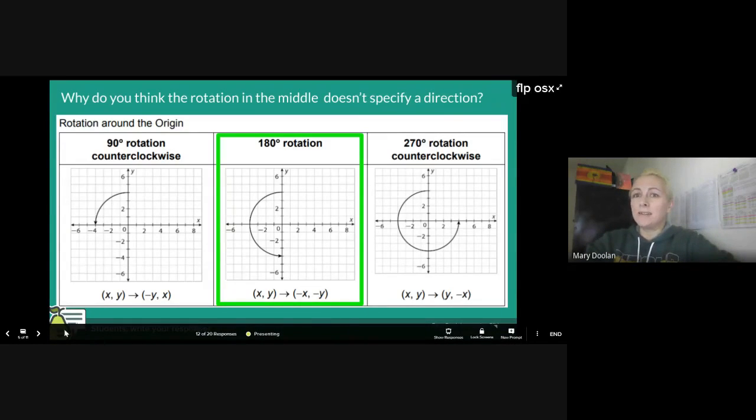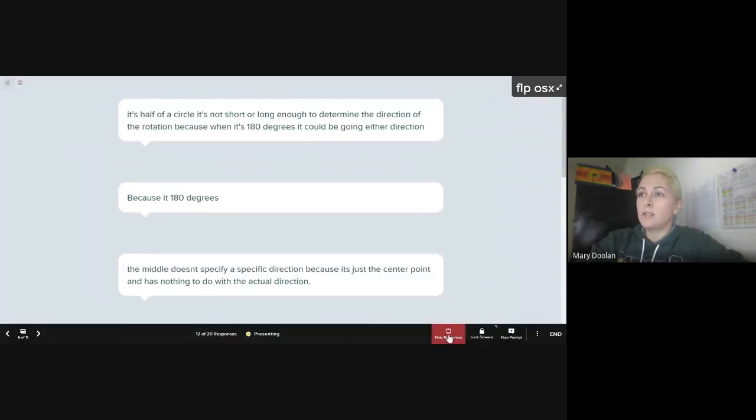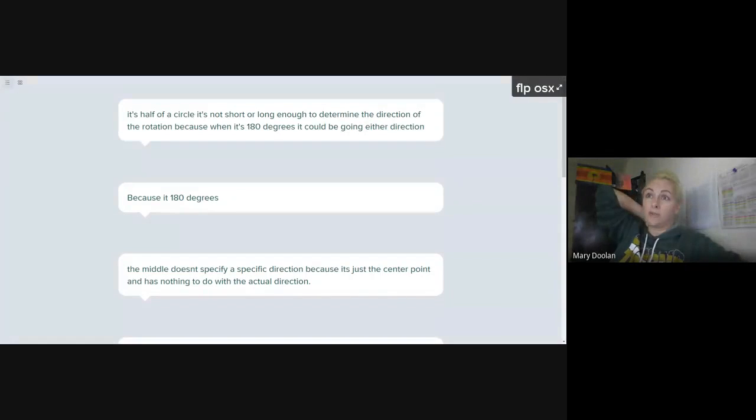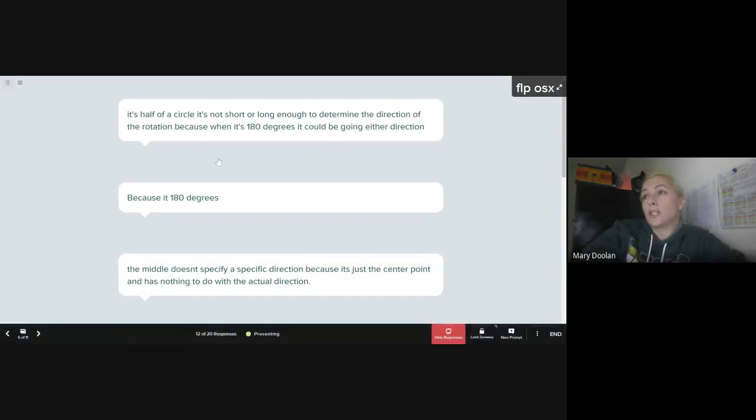Anyhow, for slide 5, why do you think the rotation in the middle doesn't specify direction? Some good responses that we got here was it's half of a circle. It's not short or long enough to determine the direction of the rotation, because when it's 180 degrees, it could be going in either direction. That's great because it's 180 degrees.